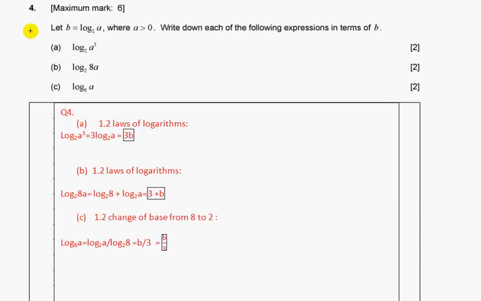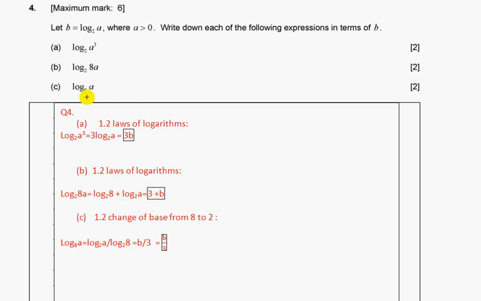Question 4. Let b equal logarithm base a of 2, where a is more than 0. Write down each of the following expressions in terms of b. So a. In a we use the laws of logarithms. The power, or exponent, goes out of the logarithm, and we get 3b. Next, logarithm base a of 8... of 2 to 8a. Again, laws of logarithms. Here a product turns into a sum, we get 3 plus b.